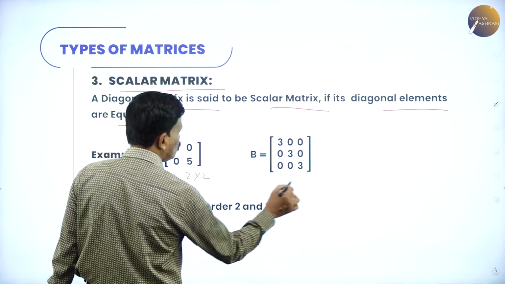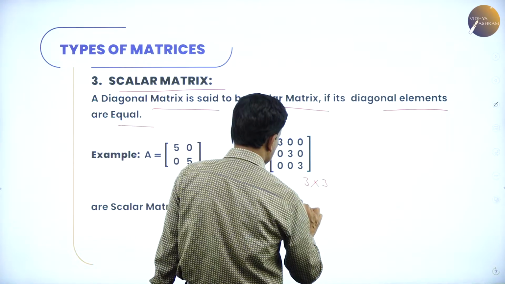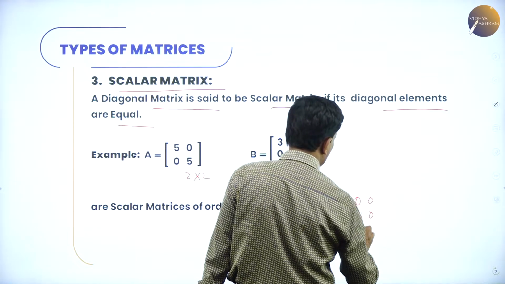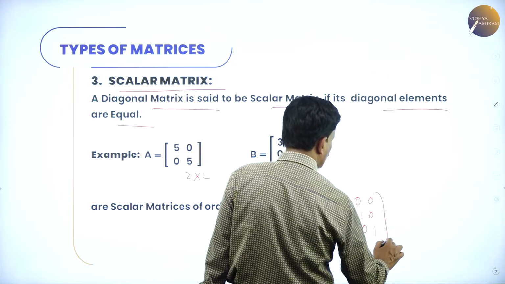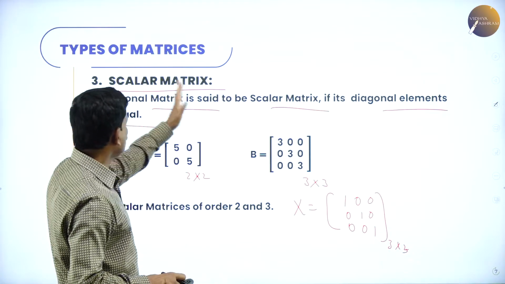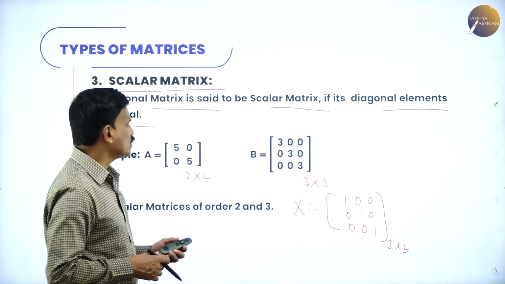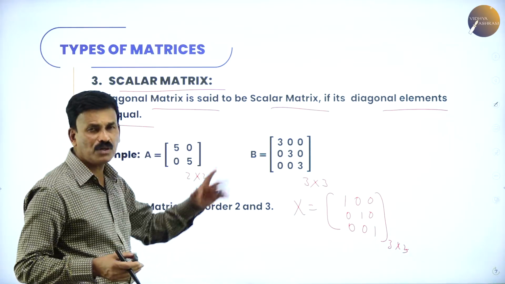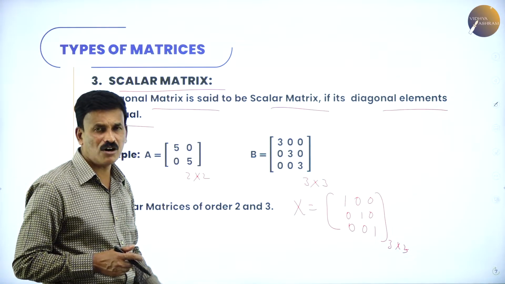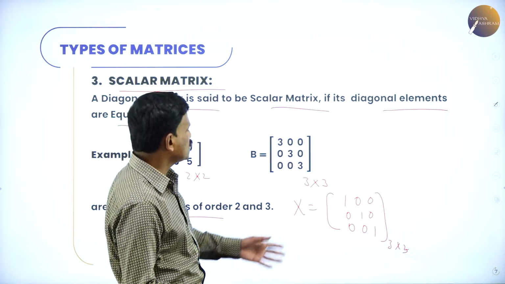This is 2 rows 2 column. This is 3 rows 3 column. Let us consider another example. Say, for example, x is equal to 1 0 0 0 1 0 0 0 1. This is also an example for a scalar matrix of order 3 rows and 3 columns. So, scalar matrix means it's a diagonal matrix in which all the principal diagonal elements are the same. All scalar matrices are examples of diagonal matrices, but all diagonal matrices are not examples of scalar matrices. So, these are all scalar matrices. This is also a scalar matrix.